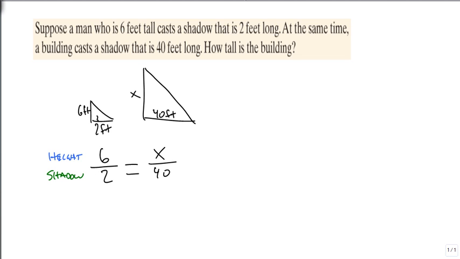Now, we can cross multiply, and actually all we need to do is multiply by 40 the way we set this one up. And 40 divided by 2 is 20. 20 times 6 is 120. So we get that x is 120, or that the building is 120 feet tall. And that has the same proportion as the shadow of this man.